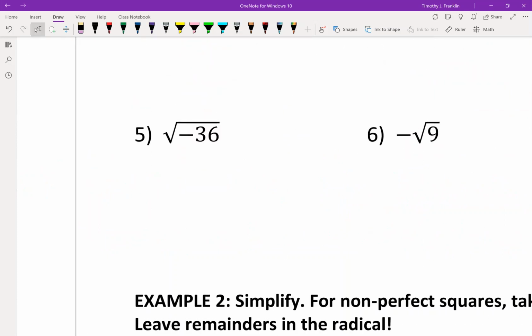Here's our first negative. So this negative inside the radical, this is where we get an i. So the square root of 36 is 6. The square root of -1 is i. So this needs to be 6i.